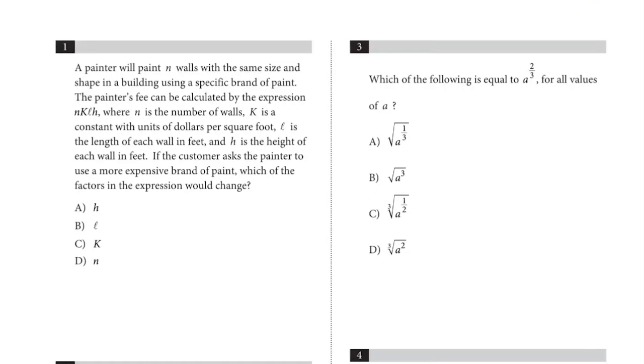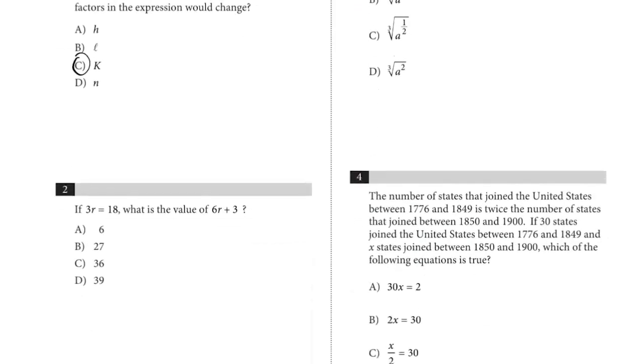So the customer wants to ask for a more expensive brand of paint, so the variable that does not matter is n, because that's the number of walls, that doesn't change. The length doesn't change, and the height doesn't change. So that means the answer is k.